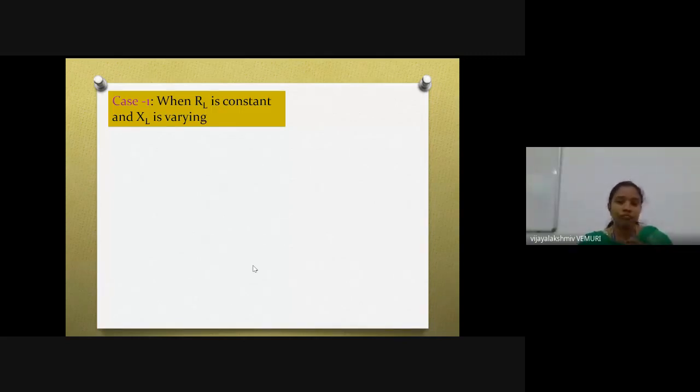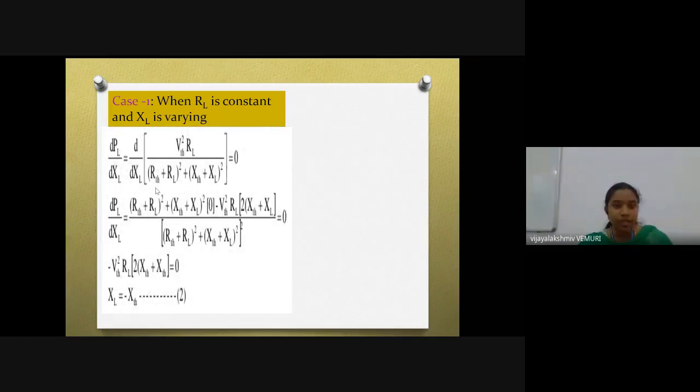Okay. So in the first case, let us keep RL as constant and XL is varied. Whatever variable is varied, with that variable you need to differentiate that particular power equation and equate it to 0 in order to get the condition. So for that, you just observe, I have differentiated the power equation with respect to XL, which is variable. After differentiating with respect to XL, equate it to 0.